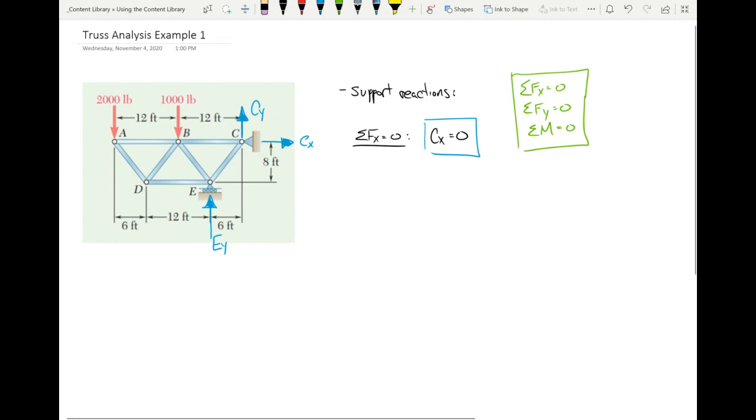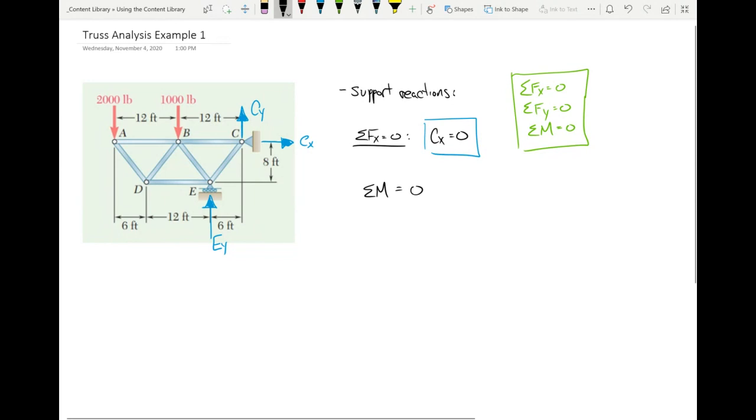Now, as for the other two, the Cy and the Ey, we can apply the sum of the forces in the y direction, but that's not going to really tell us anything right now. We're going to know that Cy is going up, Ey is going up, and I've got 1,000 and 2,000, I got 3,000 going down. So it's not going to allow me to solve for a particular reaction. Remember that that's where the sum of the moments comes into play. So I propose we need to sum moments first.